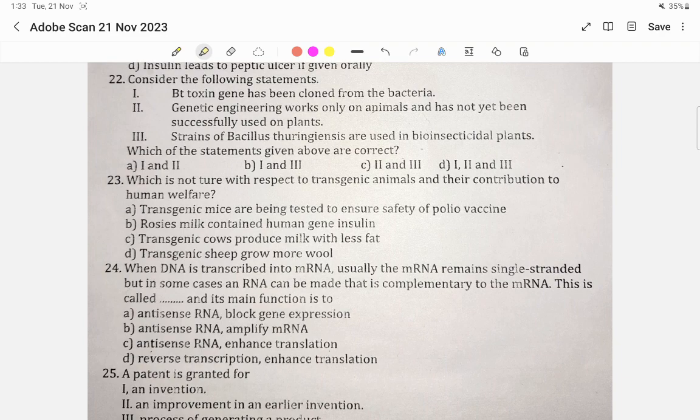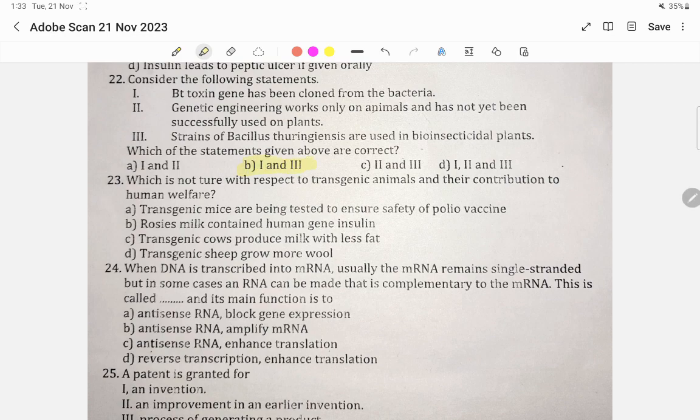For this, the answer would be 1 and 3. Bt toxin gene has been cloned from bacteria, yes, that is appropriate. Genetic engineering works only on animals and has not yet been used on plants, that is a wrong statement. Third one, strains of Bacillus thuringiensis are used as bioinsecticides in plants, that is correct. They are used for controlling bollworms, corn borers and others. So first and third statements are correct.